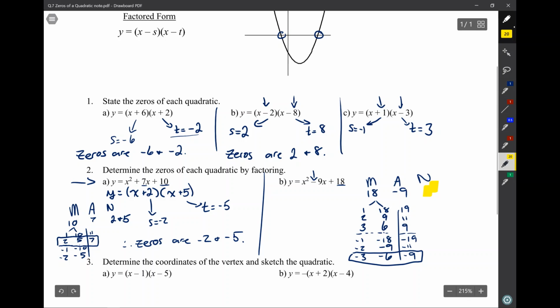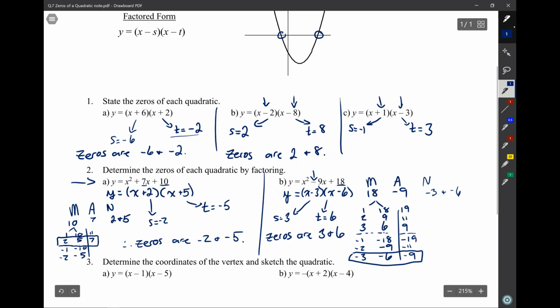Our final one here are the numbers we're looking for. So my numbers that we're working with here are negative 3 and negative 6. We can factor that. Y equals x minus 3, x minus 6. And from here, my s equals positive 3, my t equals positive 6. My zeros are 3 and 6. There's my final answer.